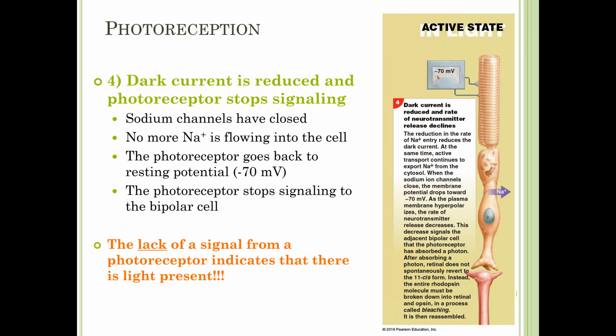So again, a key point, when the signal stops from the photoreceptor, that is an indication to our central nervous system that there is light present. So it's a little bit backwards than what we typically think of, but this is the way this process evolved for whatever reason. So having a signal from a photoreceptor means there is no light present, and when that signal stops, it means that light is now present. And that is the process of photoreception.